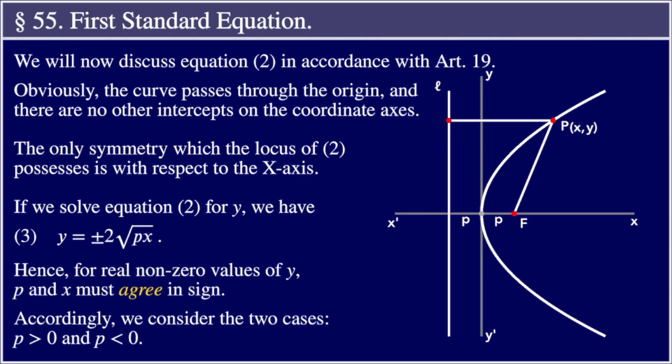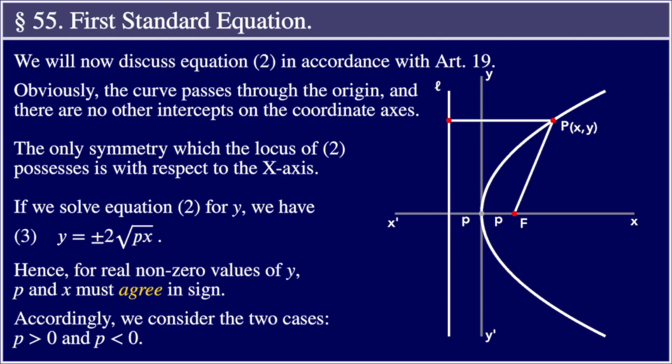In accordance with Article 19, obviously, the curve passes through the origin, and there are no other intercepts on the coordinate axes. The only symmetry which the locus of equation 2 possesses is with respect to the x-axis.